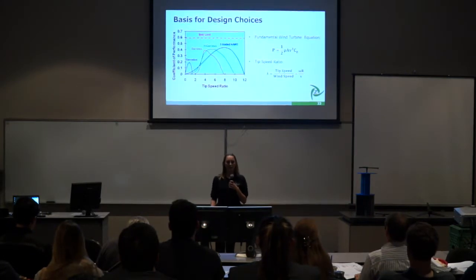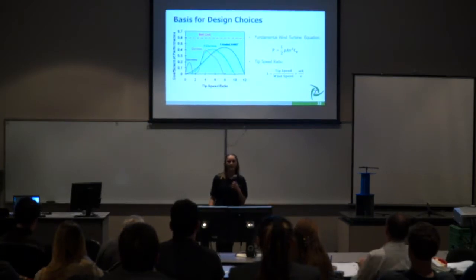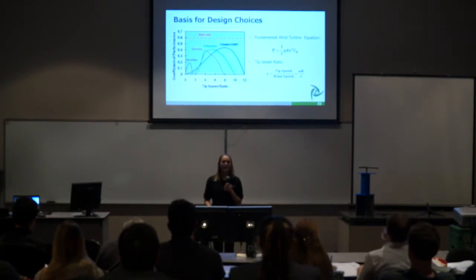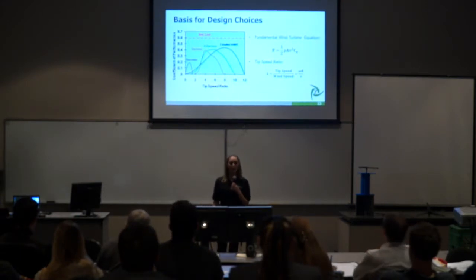To determine our blades, we started out first with the fundamental wind turbine equation. This equation was used to determine if the scale of our turbine was capable of producing 10 watts. This equation is based on the kinetic energy of the wind and does not account for mechanical or electrical losses, and is not the actual power output of the wind turbine.